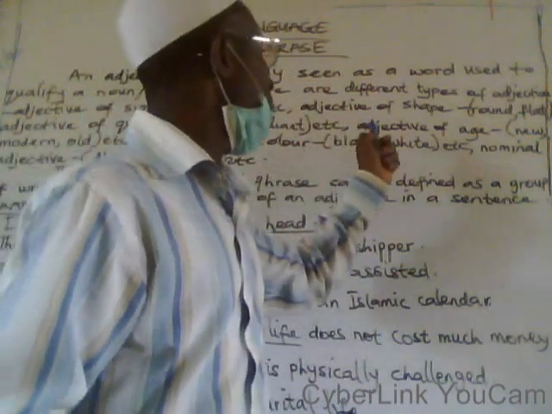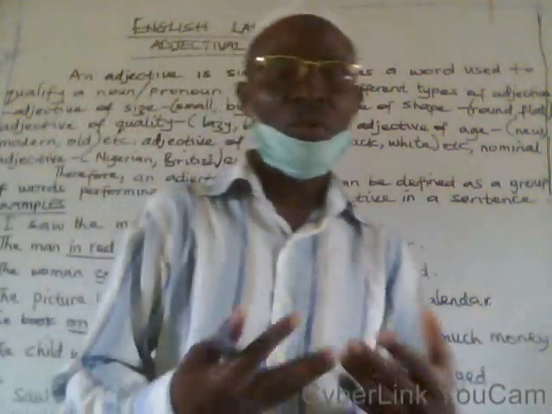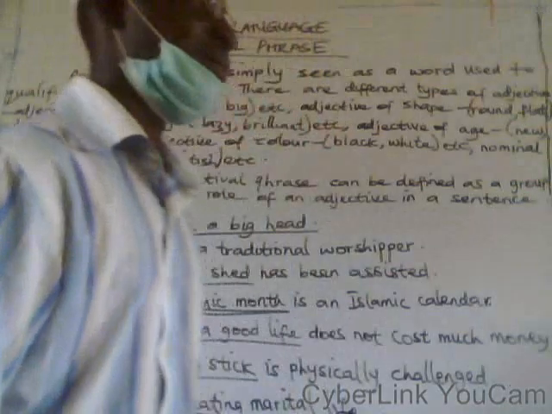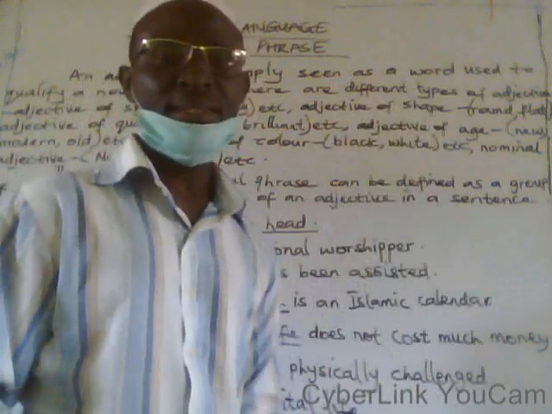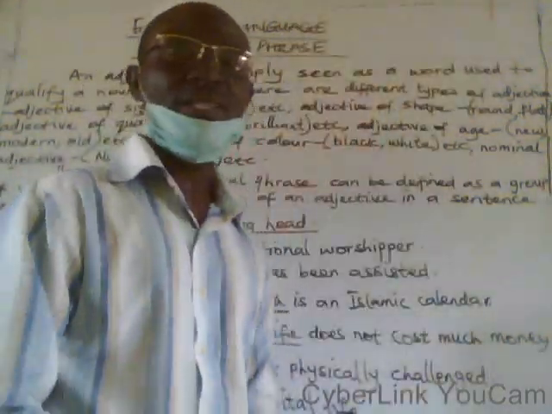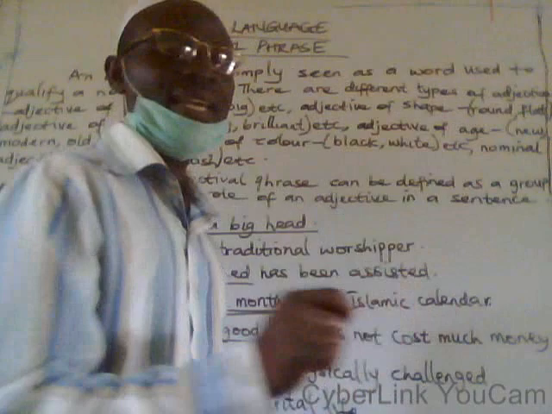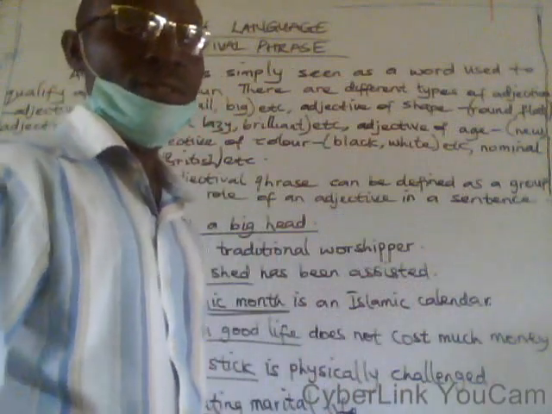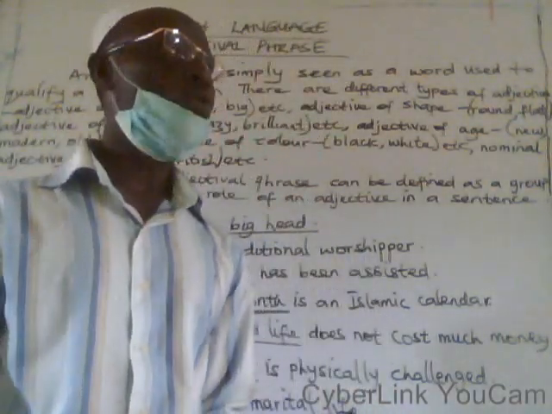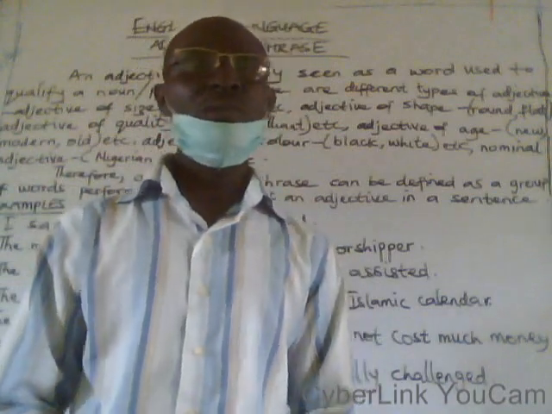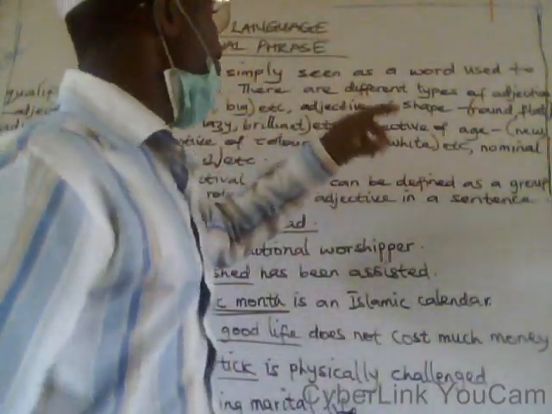Quality. The adjective of age. I'm talking of new, modern, old, ancient, etc. The ancient town is far from here. In that sentence, ancient is describing the noun town. So, ancient is an adjective of age. The modern tools are useful. Modern is describing tools. And so on and so forth.